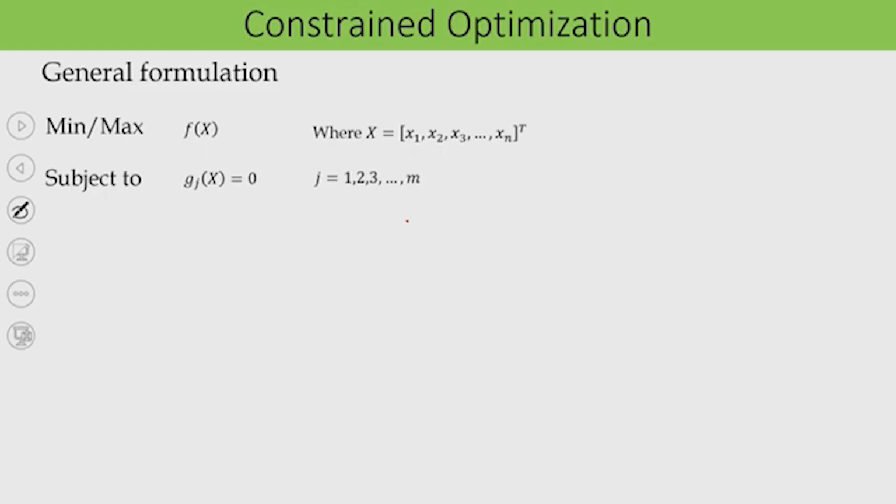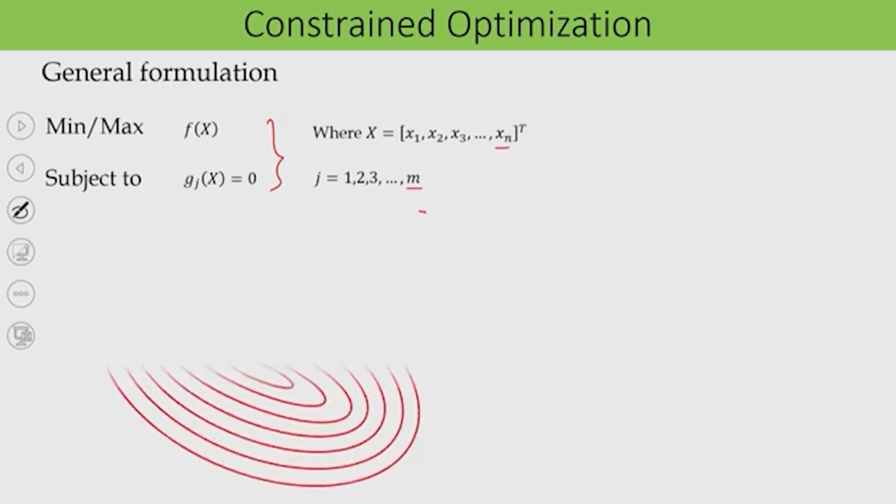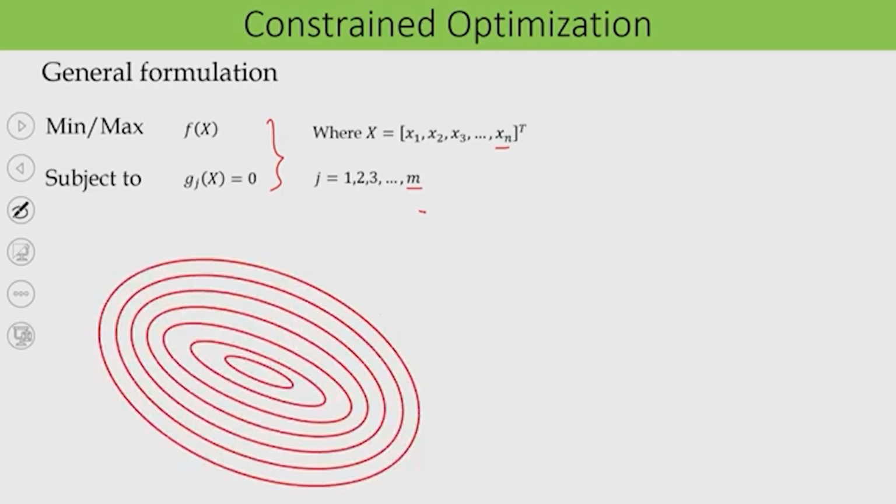As I said, today we will discuss the problem with equality constraints. The problem is either a minimization or a maximization problem. The function is given, subject to z_j(x) equal to 0, that means we have equality constraints. The number of equality constraints is m, and the number of variables is n. Now, let us suppose this is a function f(x).